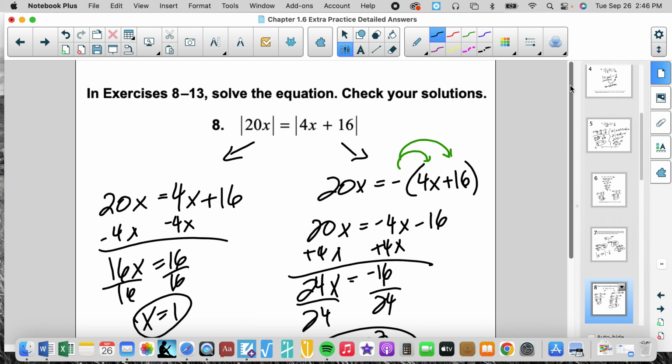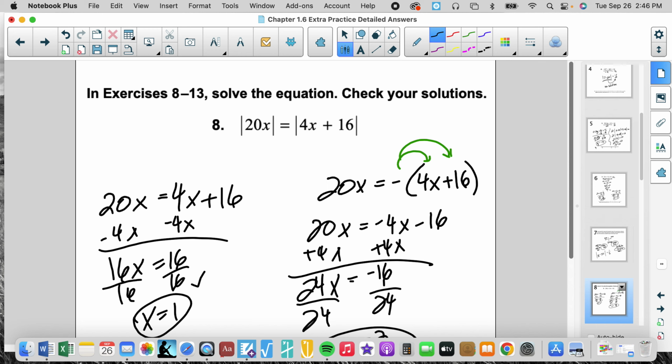So if I plug in 1, 20 times 1 is 20. Absolute value of 20 is 20. 4 times 1 is 4. Plus 16 is 20. Absolute value of 20 is 20. So 1 worked. Let's plug in, what was it, negative 2/3.